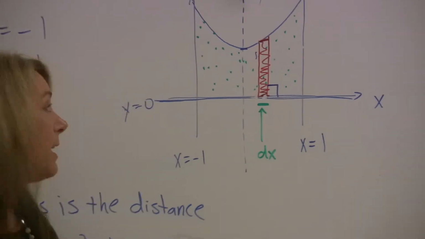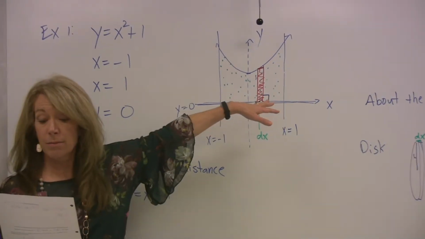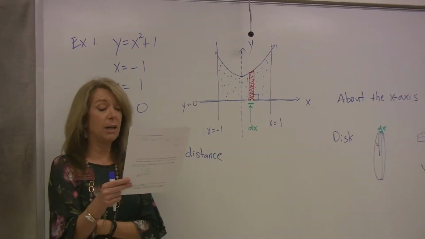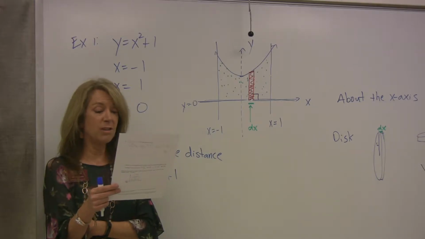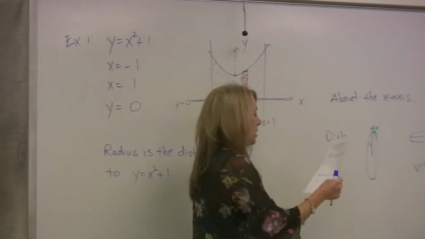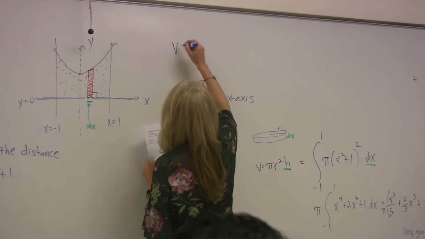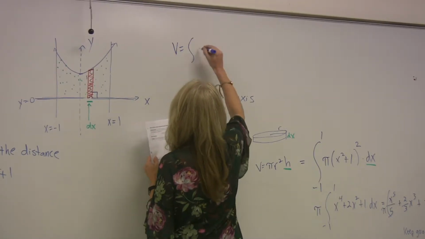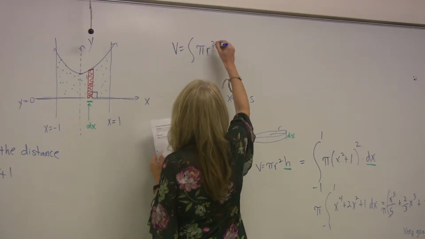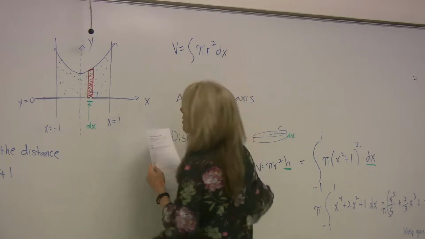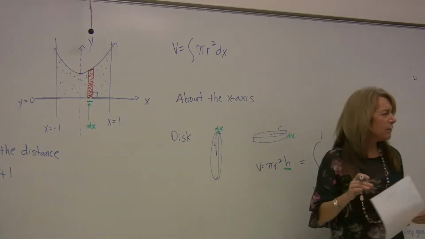For a vertical rectangle, that's the one we just did, we want to fill in the formula here. It says for a vertical rectangle, there's a space for you to write out what we're going to do. So for a vertical rectangle, it's going to be volume equals the integral of pi r squared dx. Why is it dx for vertical?